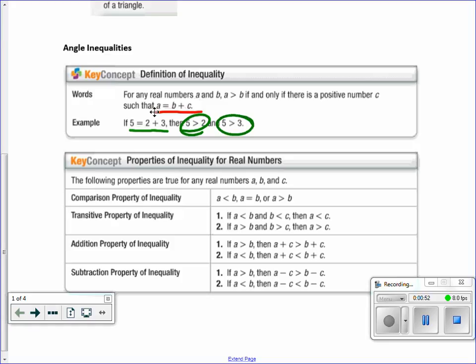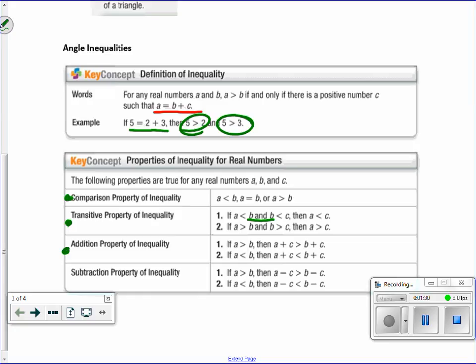We also have some inequality properties that are very similar to the properties of equality. Different ways of using inequalities as a comparison would be to say that A is less than B, we could say A is equal to B, or we could say A is greater than B. Just like we had in the properties of equality, we have the transitive property, and that's kind of our linking property. We have A is less than B, and B is less than C. So A is less than C, and that's because they're linked together here with the B. The same is true for a greater than statement.